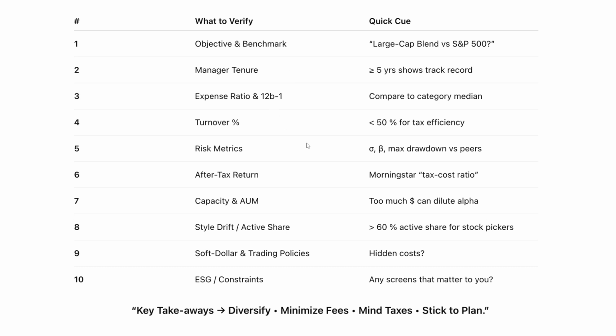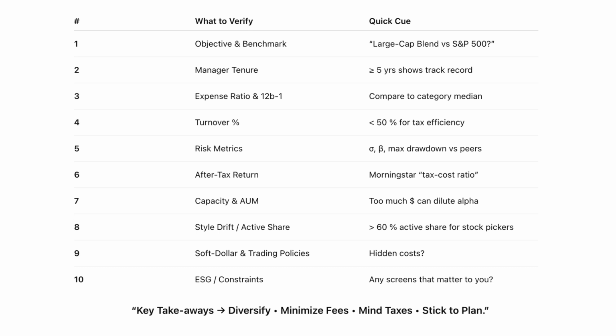To finish it off, we're going to look at due diligence and takeaways. This is just going to be a list of what to verify, and I'm going to explain it. So 1, objective and benchmark. Make sure the fund's stated goal and its benchmark match what you actually need in your allocation.